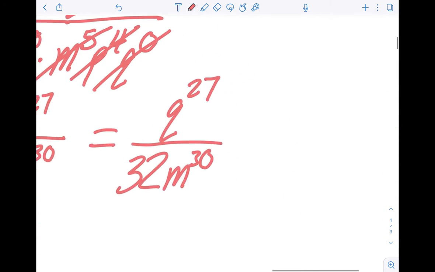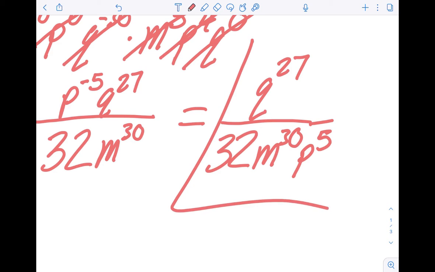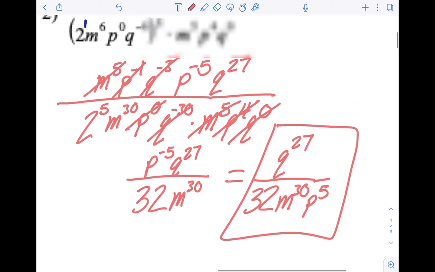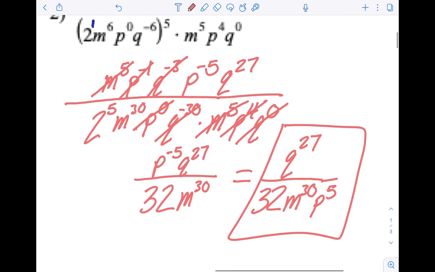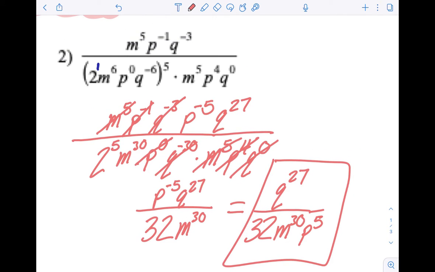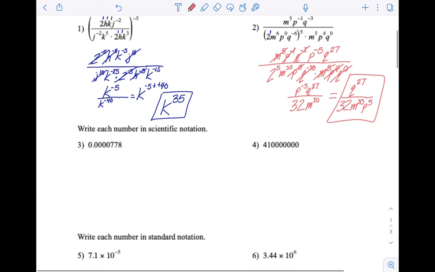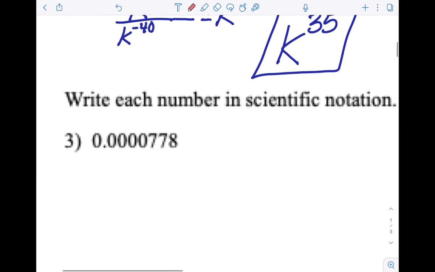But now, where is it? There it is. Now p to the negative 5 is on the bottom as p to the positive 5. And that right there, kiddos, is my solution. All right, lots of steps, right? But if you follow along, keep track, you should be okay. All right. First two problems done. Let's go to the third.